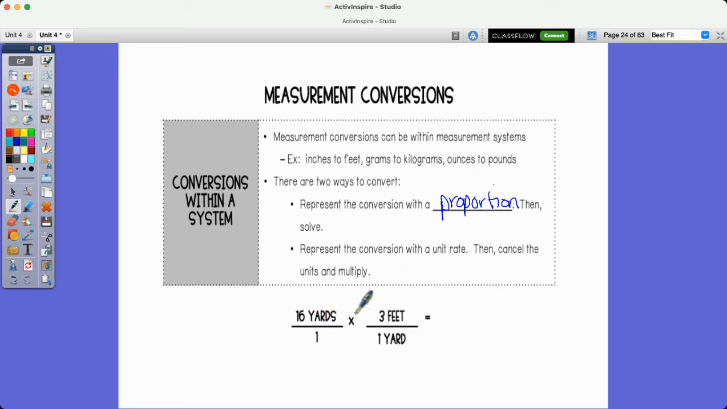So 16 yards over 1 times 3 feet in 1 yard. You find this on your star chart. Well, we cancel out our yards, and our answer is going to be left in feet. So 16 times 3 is 48 feet. Now, this is a review of what we did 2 days ago. This should not be new.